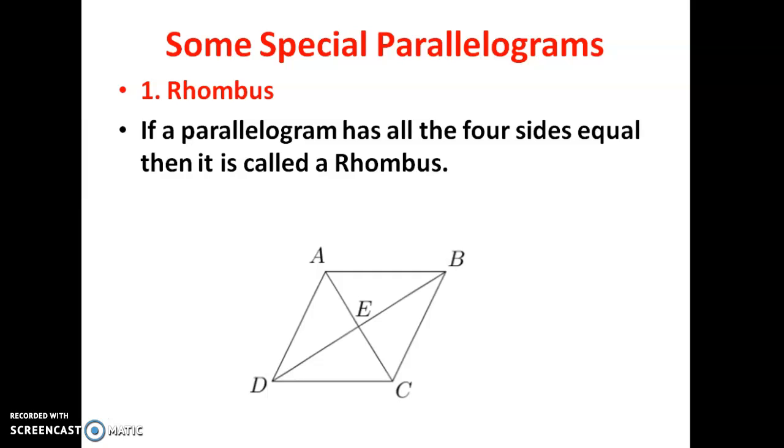Okay, so you know what a parallelogram is. It will have opposite sides parallel, and here the opposite sides are parallel and all four sides are equal in length. So this is a rhombus. You can see AB equal to BC equal to CD equal to AD.